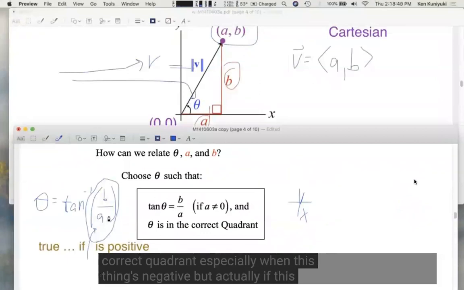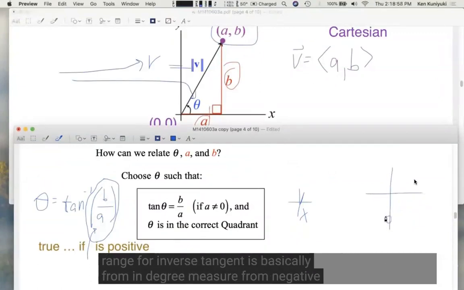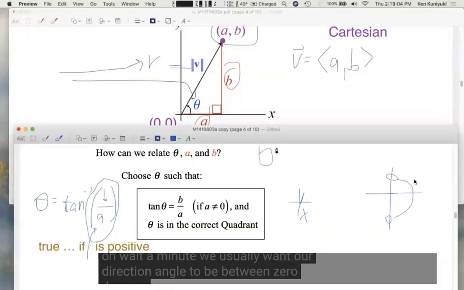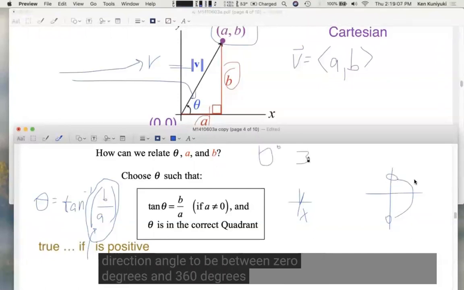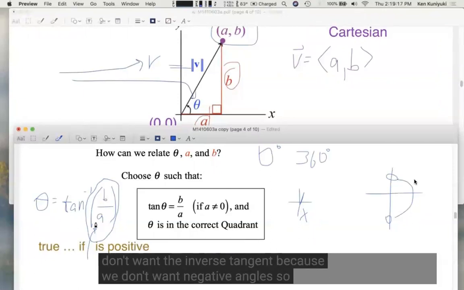But actually, if this thing is negative, then wait. Remember, the range for inverse tangent is basically, in degree measure, from negative 90 degrees to positive 90 degrees. But wait a minute, we usually want our direction angle to be between 0 degrees and 360 degrees. So if you have a quadrant 4 angle, then we actually don't want the inverse tangent because we don't want negative angles. So be very careful about using this inverse tangent notation.